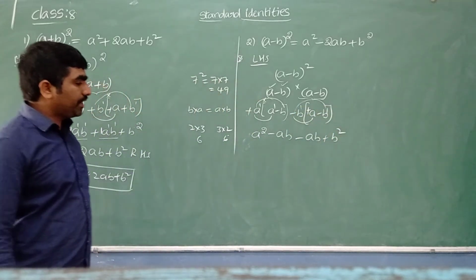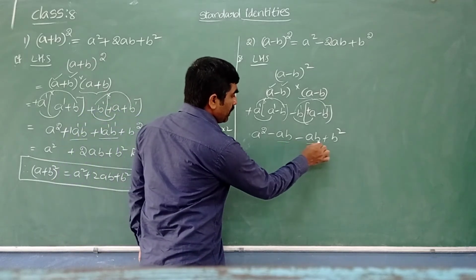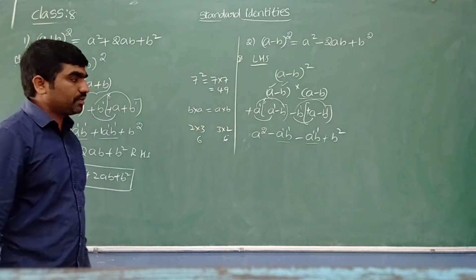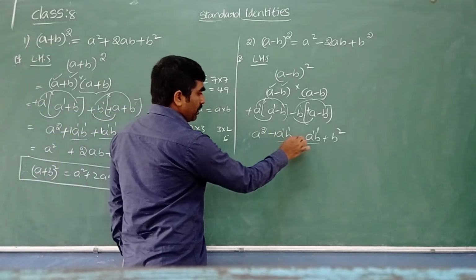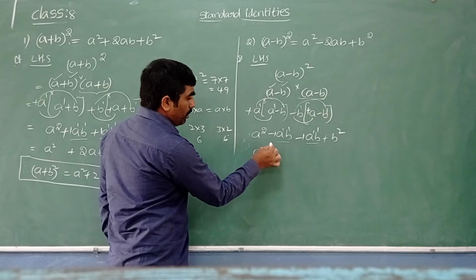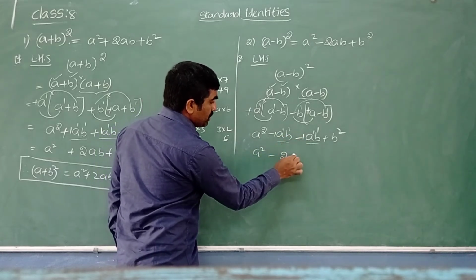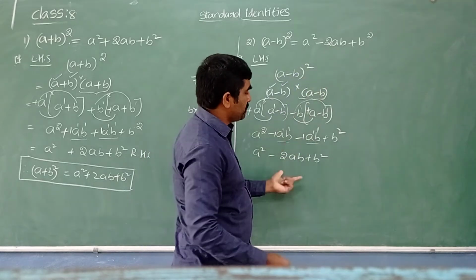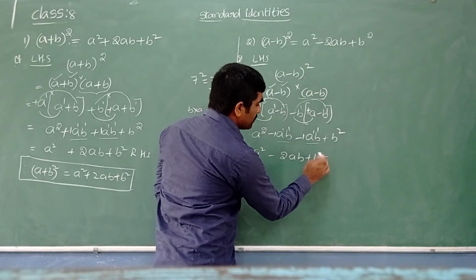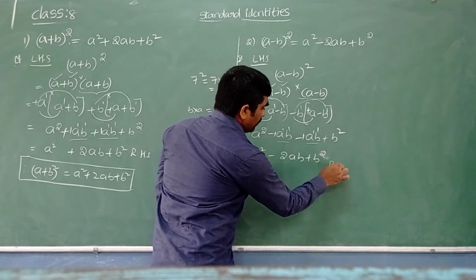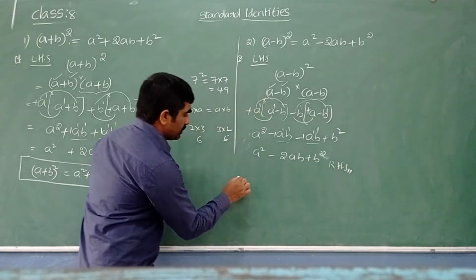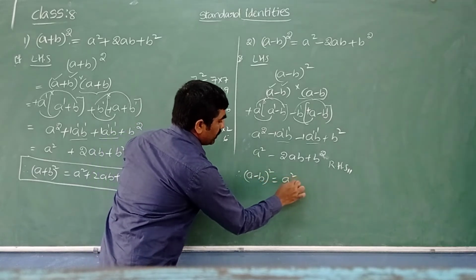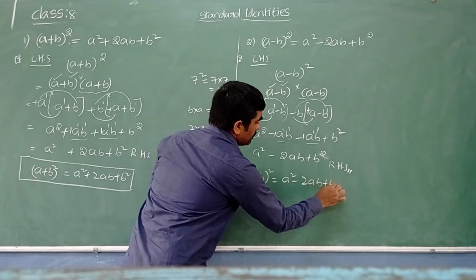Now simplify the like terms. Here you can see AB and AB, same variables and same powers, they are called like terms. No coefficient means 1, no coefficient means 1. A square, minus 1, minus 2 we can see, minus 2AB plus B square. A square minus 2AB plus B square. Yes, it is exactly like the RHS. So therefore we can write A minus B whole square is equal to A square minus 2AB plus B square.